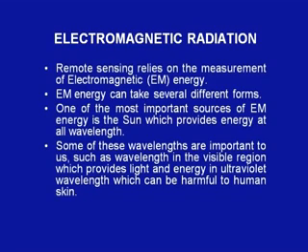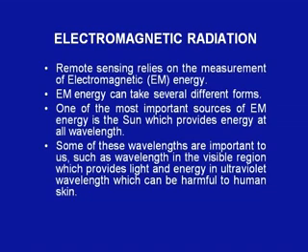Well, with this, now let us look at some of the components of remote sensing which play a crucial role. First of all, the whole process of remote sensing is based on electromagnetic radiation. So, let us focus on what actually is electromagnetic radiation. Remote sensing relies on the measurement of electromagnetic, or what we call EM, energy. EM energy can take several different forms. One of the most important sources of EM energy is the sun, which provides energy at all wavelengths.